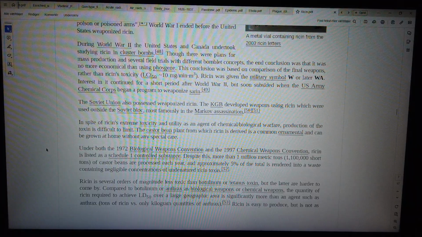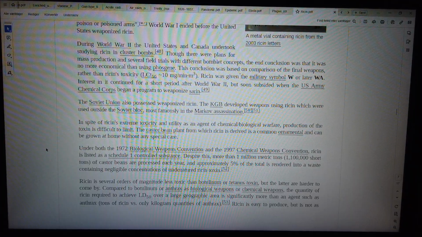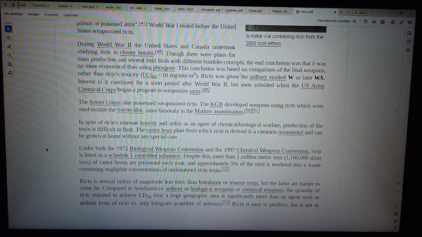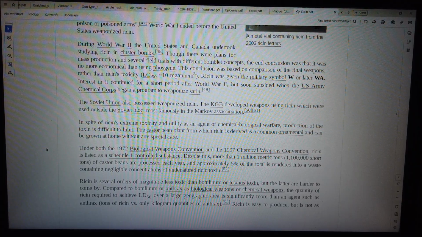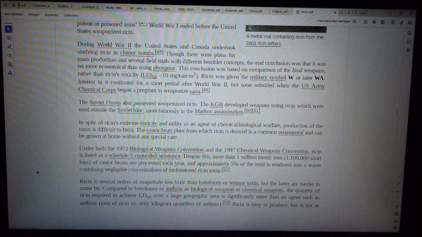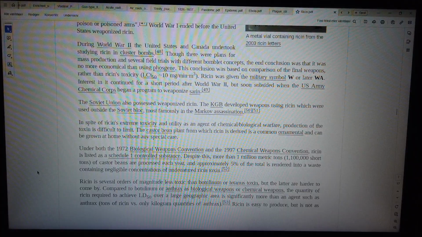Under both the 1972 Biological Weapons Convention and the 1997 Chemical Weapons Convention, ricin is listed as a Schedule 1 controlled substance. Despite this, more than 1 million metric tons, 1,100,000 short tons, of castor beans are processed each year, and approximately 5% of the total is rendered into a waste containing negligible concentrations of undenatured ricin toxin.